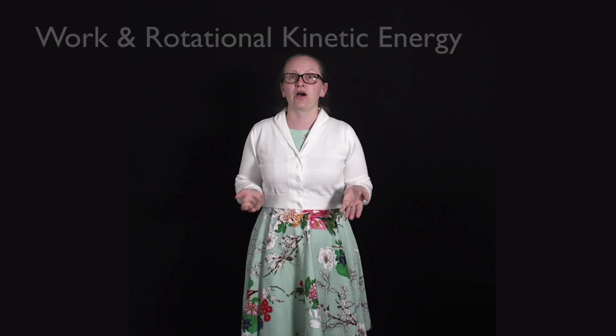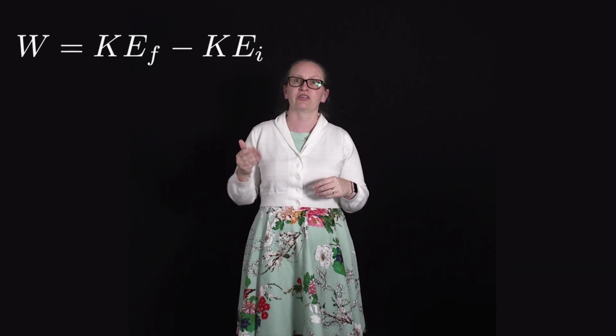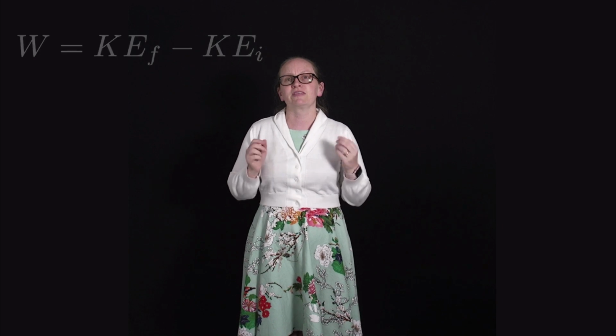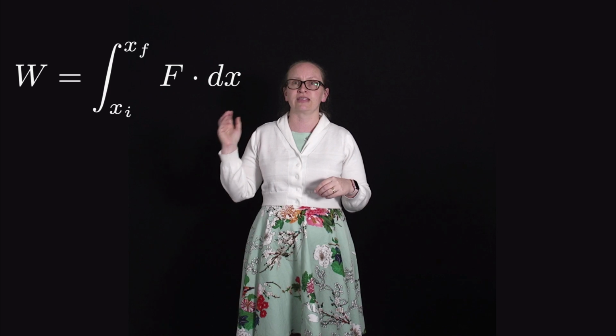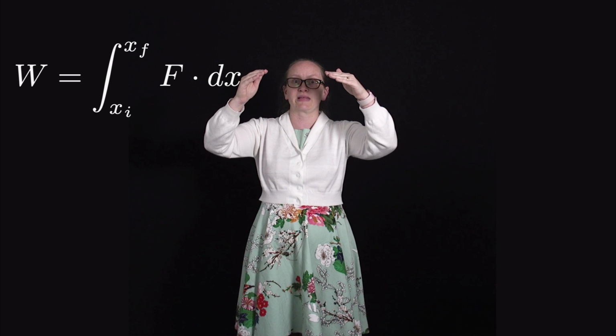We're now going to consider work and kinetic energy for the rotational case. So we've considered this for the translational case before. We've seen the work-kinetic energy theorem, which tells us that when we do work on a body, we change its kinetic energy. So the work done on a body is equal to the final kinetic energy minus the initial kinetic energy, and this holds as long as we have no non-conservative forces doing work. We've seen that we can calculate the work in this case using the integral of F dot dx, where the limits on the integral are from the initial displacement to the final displacement.